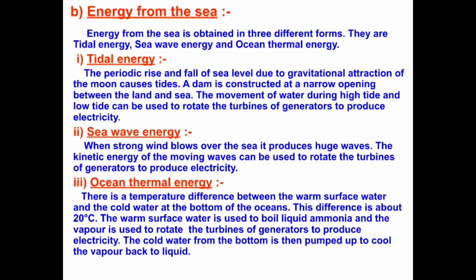Third, ocean thermal energy. There is a temperature difference between warm surface water and cold water at the bottom of the oceans. This difference is about 20 degrees Celsius. The warm surface water is used to boil liquid ammonia and the vapor is used to rotate the turbines of generators to produce electricity. The cold water from the bottom is then pumped up to cool the vapor back to liquid.